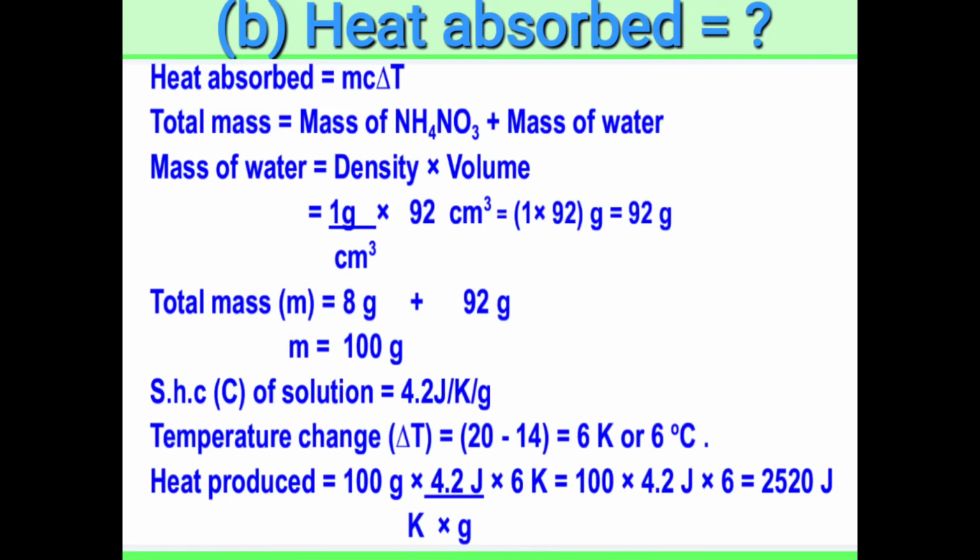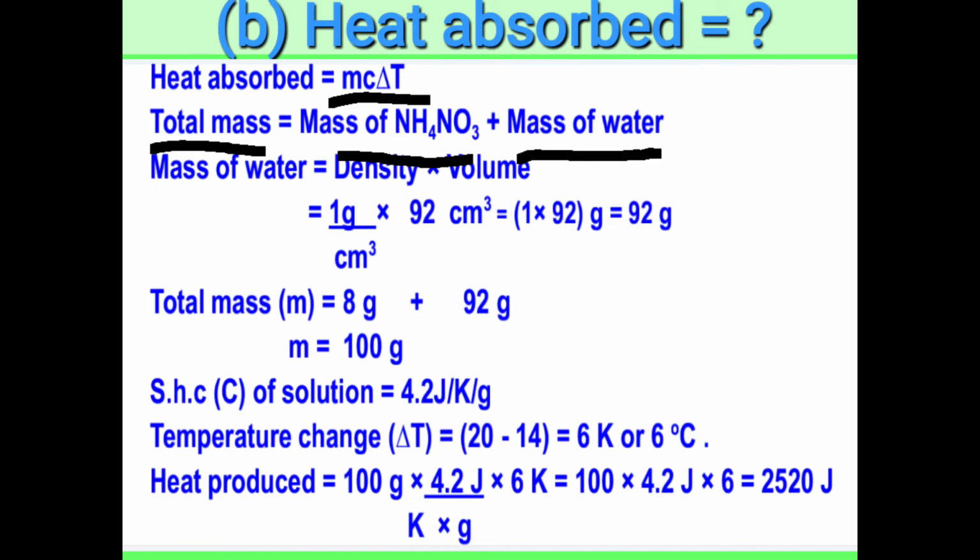Now I said we are going to start with calculating the heat produced. Heat produced is calculated from this expression, that is mcΔT, where m is the mass, c is specific heat capacity, ΔT is temperature change. Do we know the mass? Since we have a mixture of 2 substances, ammonium nitrate and water, we need to add the total mass of those substances.